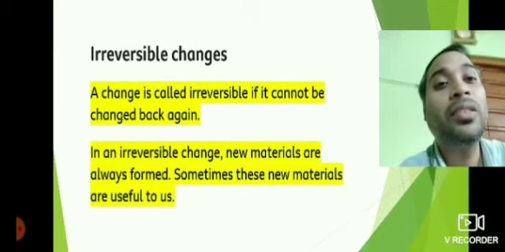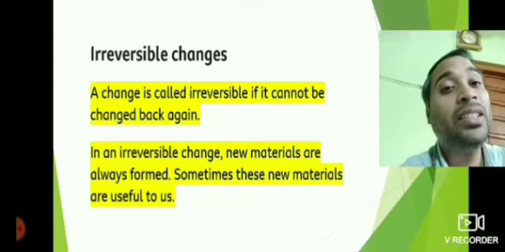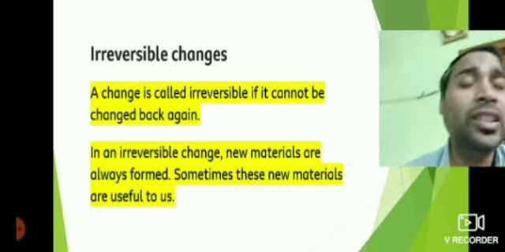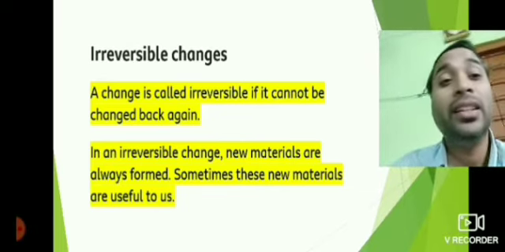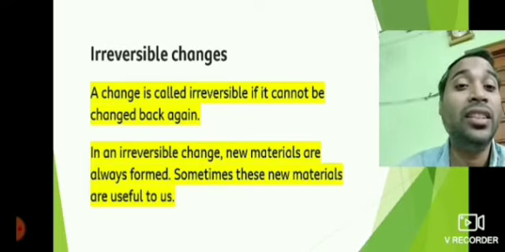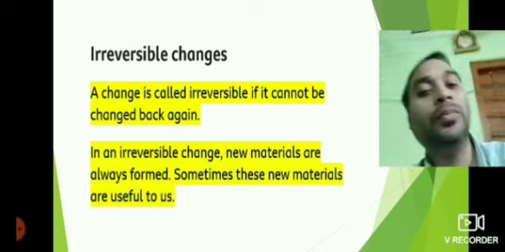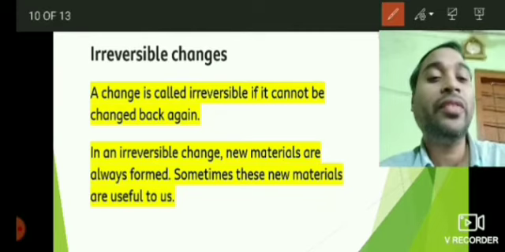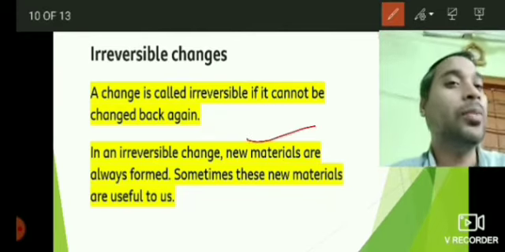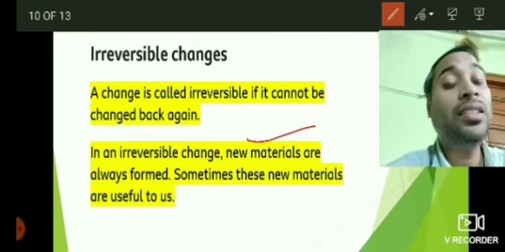Now let us talk about irreversible changes. A change is called irreversible if it cannot be changed back again, or any change that cannot be brought back to its original state is called what? Irreversible changes. In an irreversible change, new materials are always formed. Sometimes these new materials are useful to us. Now, in case of irreversible change, you have to remember new materials or new substances are formed, and hence we cannot bring them back to their original state.